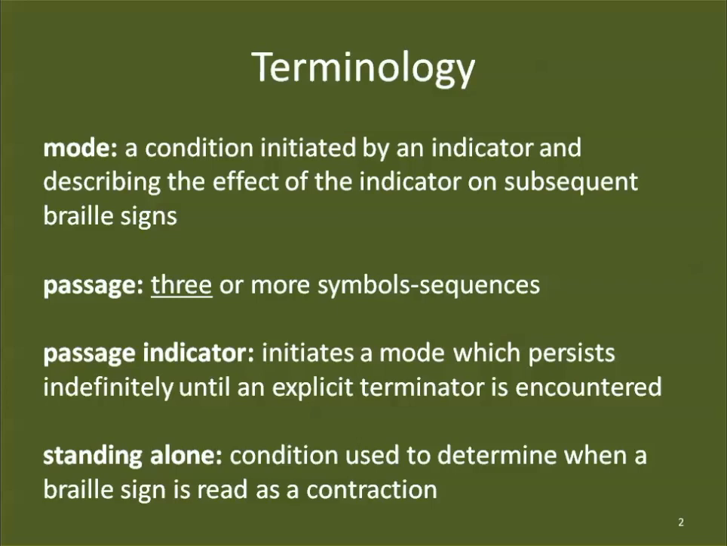And we have things that indicate this passage. So a passage indicator initiates that mode, that special way of reading things, which persists indefinitely until an explicit terminator is encountered. That means that whenever we start a passage, we have to be sure to end it, otherwise it continues on and on forever until we end the volume or even the book. So we need to be careful with passages to always terminate them. We'll be talking more about that.